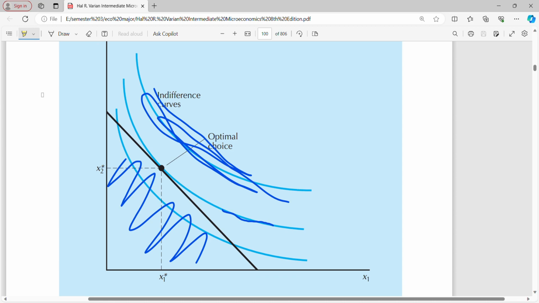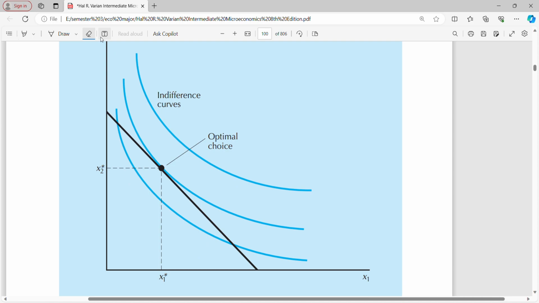Okay, so let me erase this. I'll draw it again and show you. First of all, what is optimal choice? It is the choice which gives the consumer the maximum level of satisfaction. The consumer will be at his optimum in that choice. So in this choice, the optimal consumption position is where the indifference curve is tangent to the budget line.